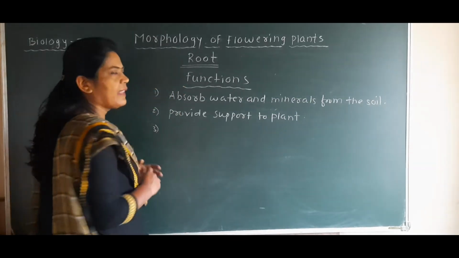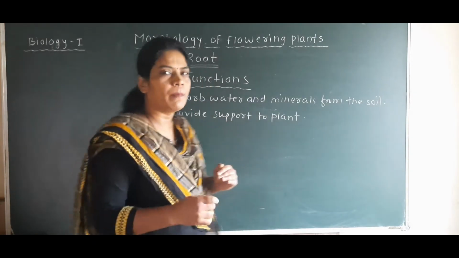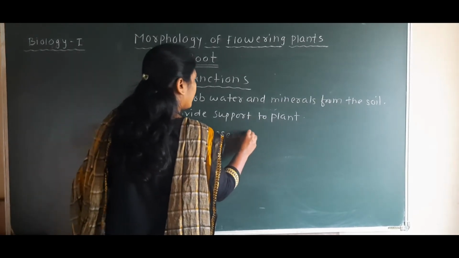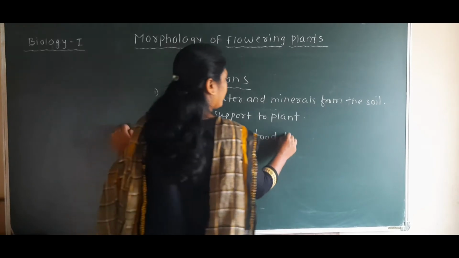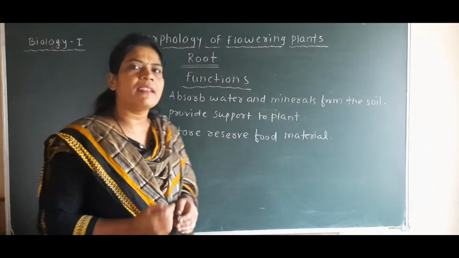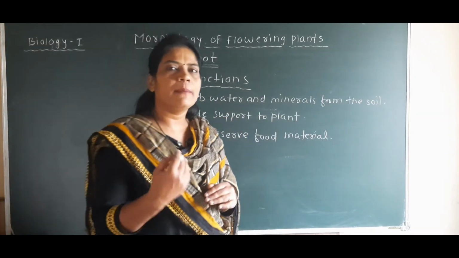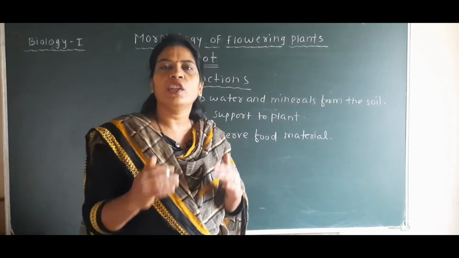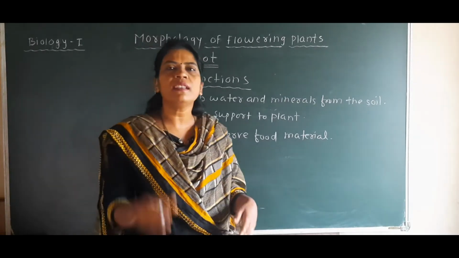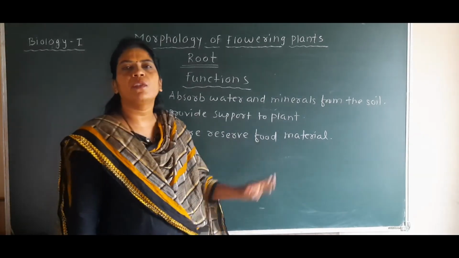The third function of the root is that this root stores reserve food material. Then what is meant by reserve food material? Reserve food material means the excess food in the plant body gets stored in the form of starch, and that starch is called the reserve food material. So this starch is stored in the root part of the plant in the form of reserve food material.